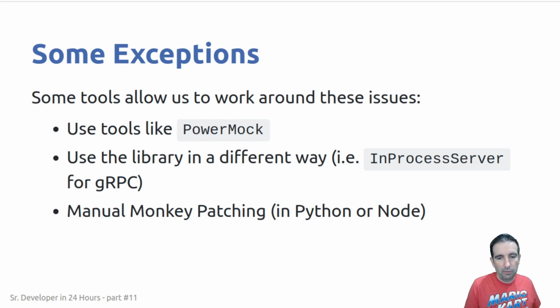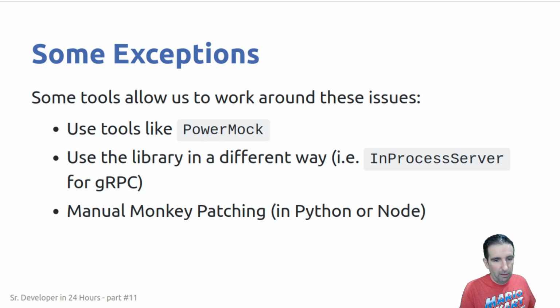Some interpreted languages, such as Python and Node, allow us to do manual monkey patching, which basically allows us to switch over different methods within a single class, things like that. However, all of these exceptions come with some significant drawbacks, so we have to be very careful when we're using them. PowerMock is a tool that shouldn't be used unless there's a very good reason. We want to avoid overuse of this because it can potentially hide design issues that we want to prevent.